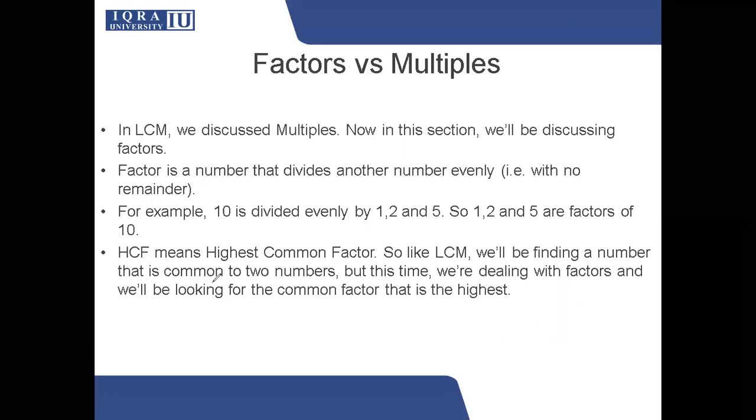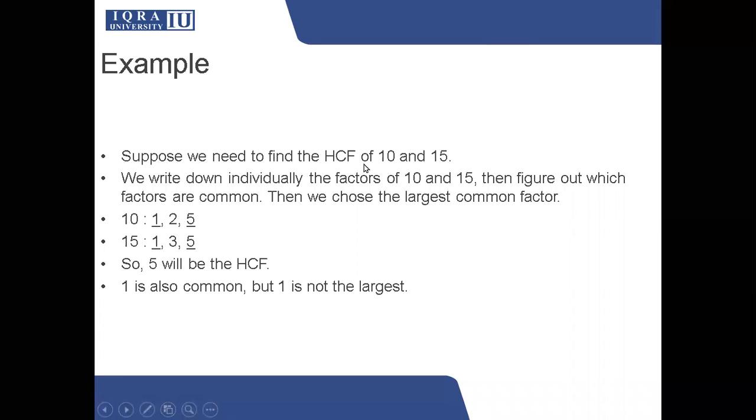So with HCF, we'll be talking about the highest common factor. Like LCM, we'll be finding a number that is common to two numbers, but this time we're dealing with factors, and we're looking for the common factor that is the highest. So there are two differences between LCM and HCF. We're dealing with factors here, not multiples, and we'll be taking the highest number, not the smallest number, okay? Now, how are we supposed to find it? Let's see by an example.